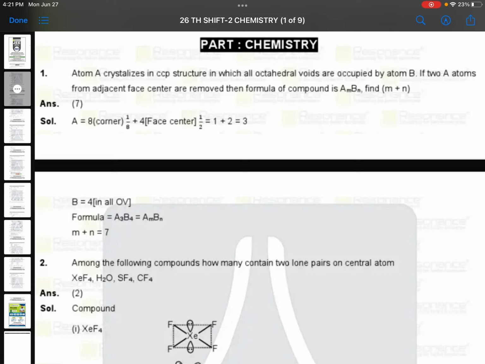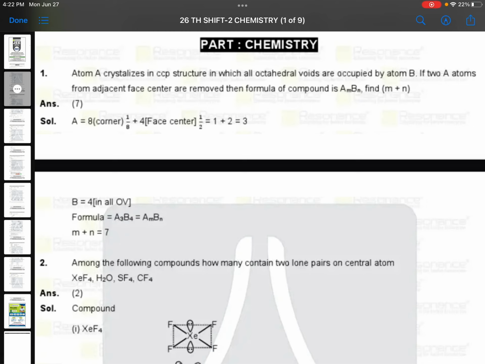Now we'll discuss the chemistry analysis and questions of the 26th June second shift paper. When you compare with the morning shift, somewhat lengthy questions are there, but you can answer them. If you are going to write tomorrow or the day after tomorrow, then just follow all this, it will definitely be helpful for you.